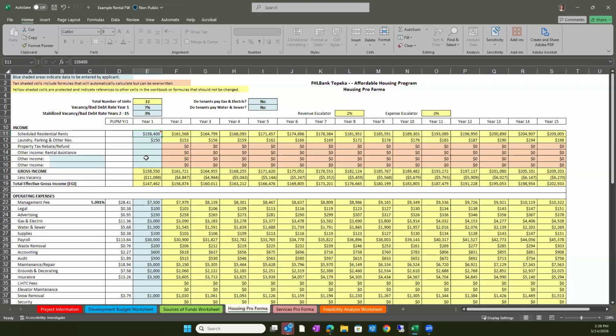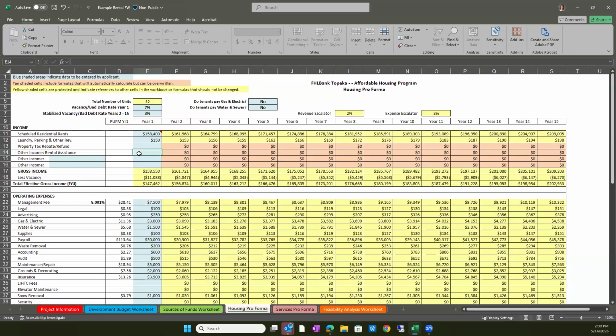But I wanted to point out that that number should come directly from the TIW. Moving down, if you have any of these sources as applicable, please enter those. Rental assistance. The rental assistance line in the housing pro forma here is for applicants that have project-based rental assistance.